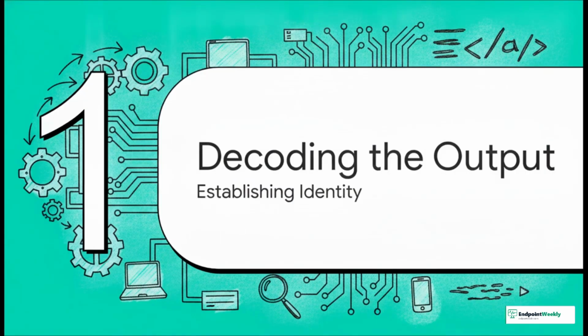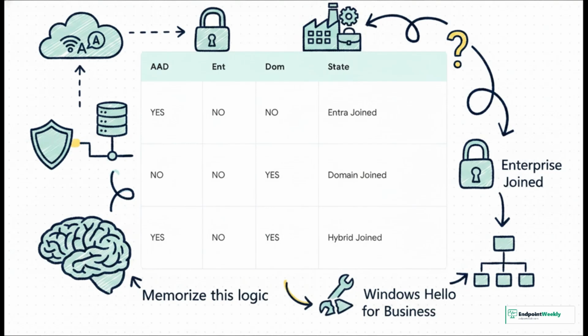Section 1. Decoding the wall of text. Let's establish that identity. It's funny how this command actually simplifies the most fundamental question: what kind of join are we even looking at? Right at the top, you get 3 simple yes or no fields: AzureAdJoined, EnterpriseJoined, and DomainJoined. It's a basic truth table. For example, if AzureAdJoined is yes and DomainJoined is yes, boom, you have a Microsoft Entra hybrid join device. Memorize this logic, because half of all your troubleshooting is going to start with just getting this join type right.